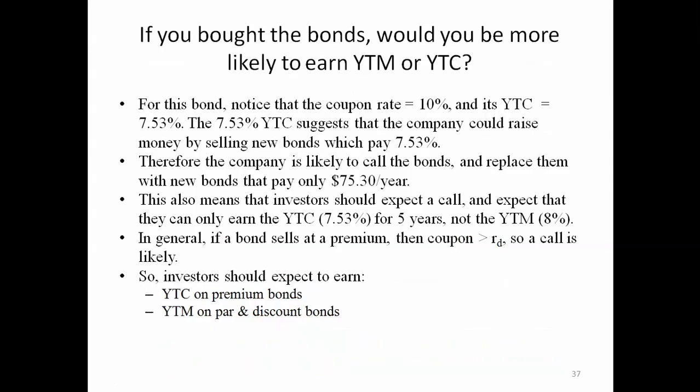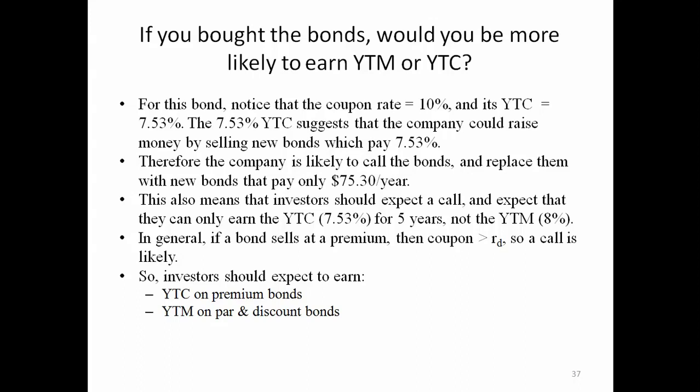So if you are an investor and you bought the bond, would you be more likely to earn a yield to maturity or yield to call? For this bond, notice that the coupon rate is 10%, yield to call is 7.53%. The 7.53% yield to call suggests that the company could raise money by selling new bonds which pay 7.53%, a lower interest rate. Therefore, the company is likely to call the bonds and replace them with new bonds that pay only $75.30 a year, therefore reducing their interest expense.